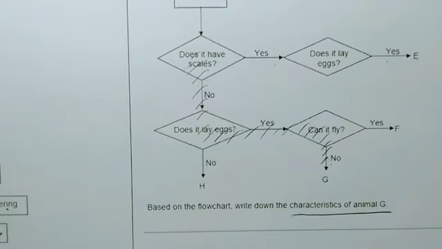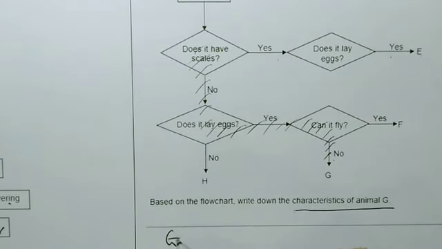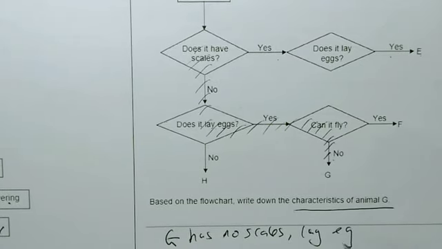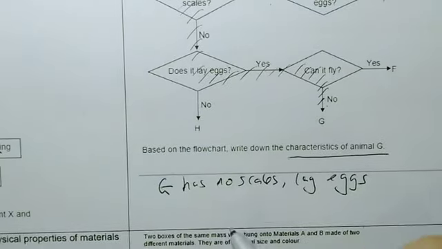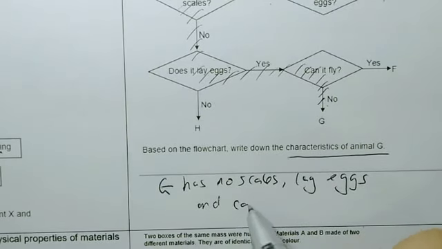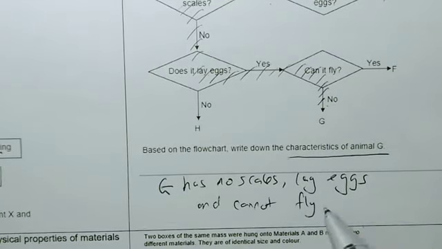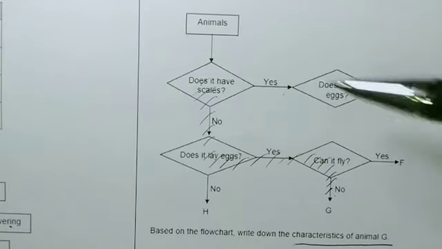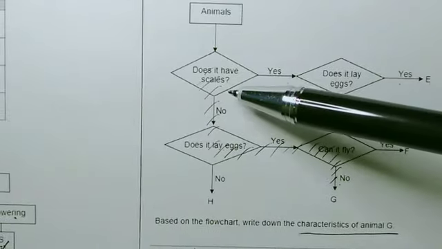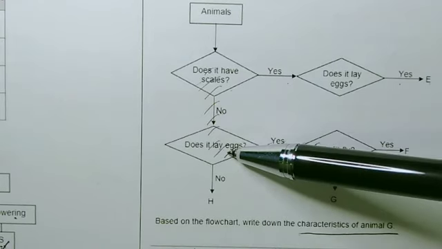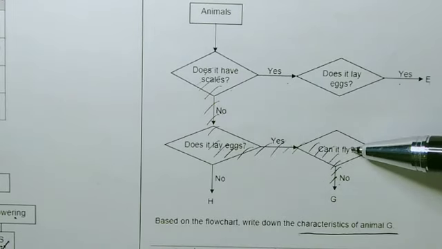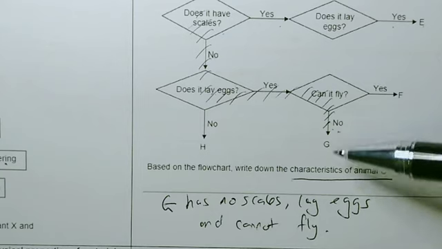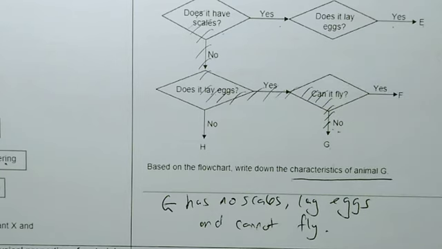Okay, so I will say that G has no scales, lays eggs, and cannot fly. I have to use all this to describe G because these are all the information given to me. Let's double check. G, does it have scales? No. G, does it lay eggs? Yes. G, can it fly? No. And therefore G is described by all these three things.